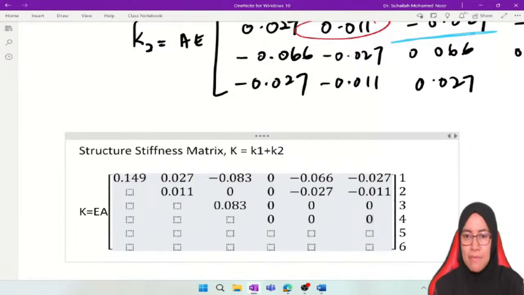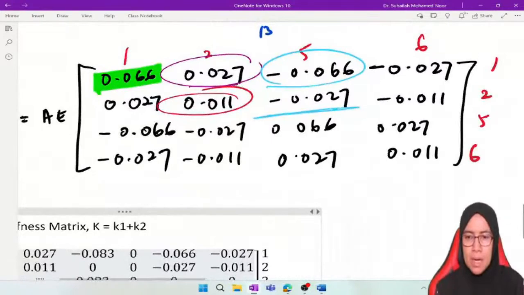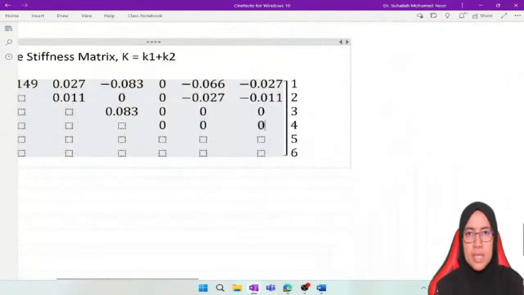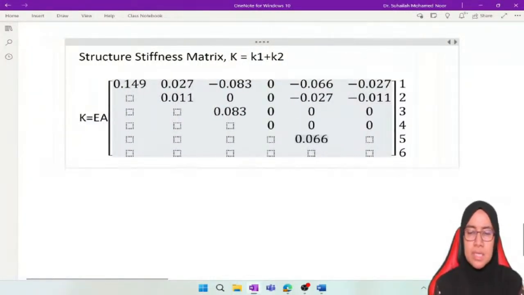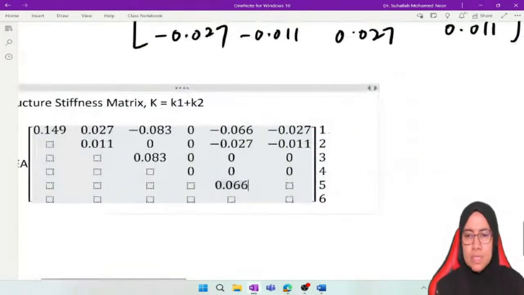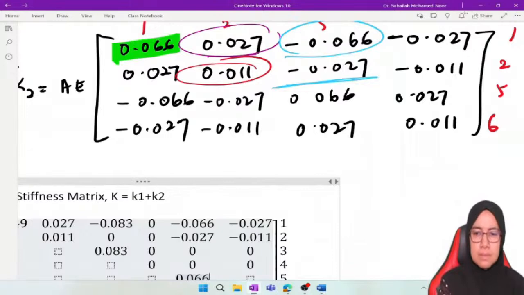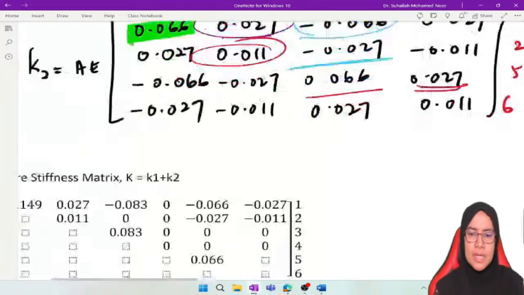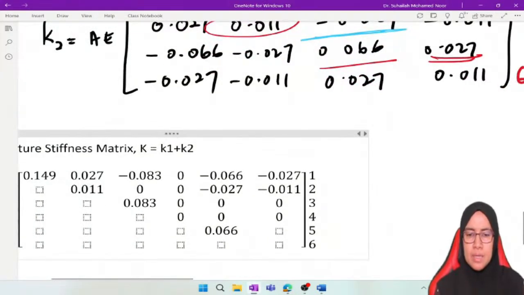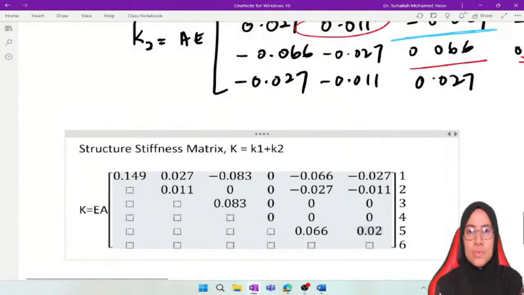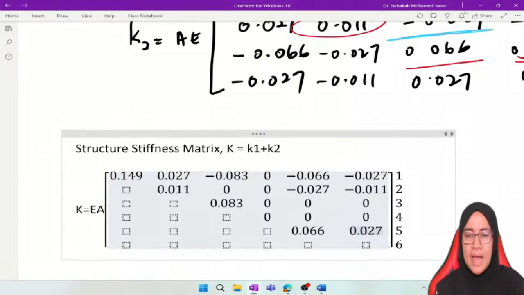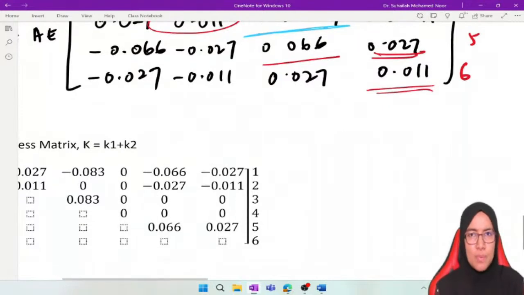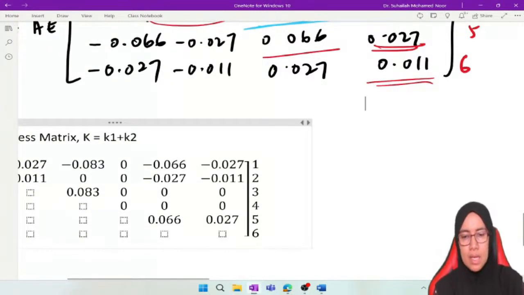Okay, next value is 5, 5. 5, 5 we can only get in K2. 5, 5 value is 0.066. Then 5, 6 is 0.027. And 6, 6 is 0.011.